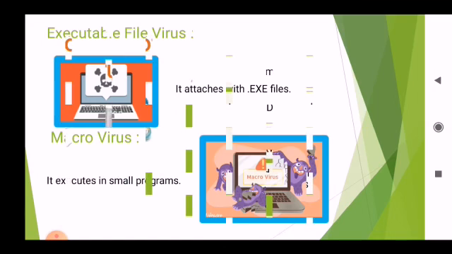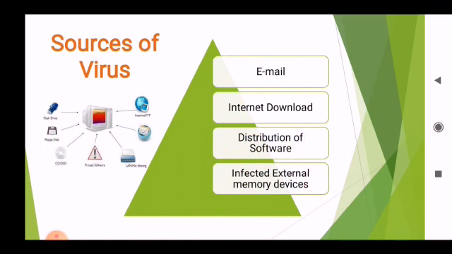Now we talk about the sources of the viruses. Viruses are activated on your computer in many different ways. Email is the most common way to get the virus in your system. Internet download. Nowadays it's very common to get the virus through internet downloaded files. Distribution of softwares, infected external memory devices. That means when you are sharing your pen drive with your friends, if their system is infected, you get the infection in your pen drive also.